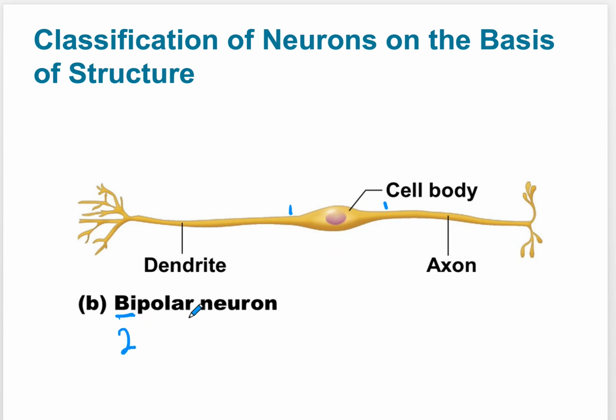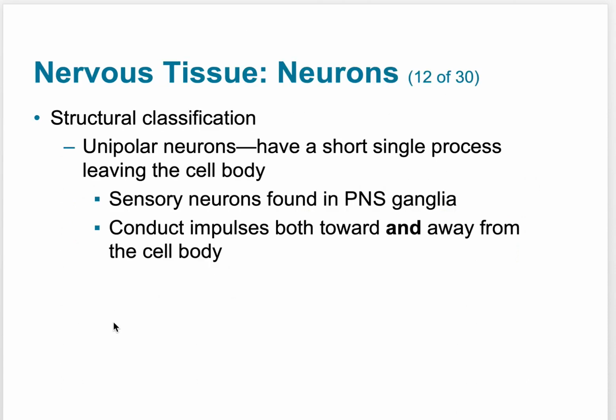Bi means two. Okay. Then we have another type of neuron, and there's only one extension coming off the cell body. So that would be called a unipolar neuron. Okay, they have a really short single process leaving the cell body. Sensory neurons found in the peripheral nervous system ganglia. They conduct impulses both towards and away from cell bodies. This particular type of neuron is really good at sending signals long distances.